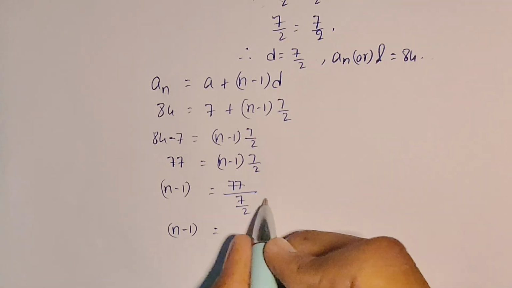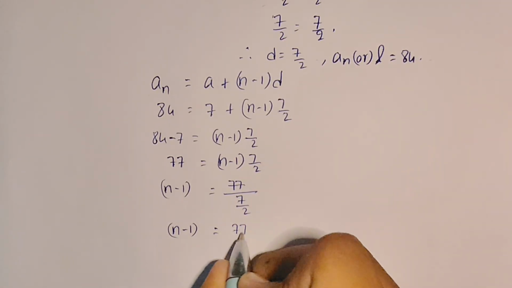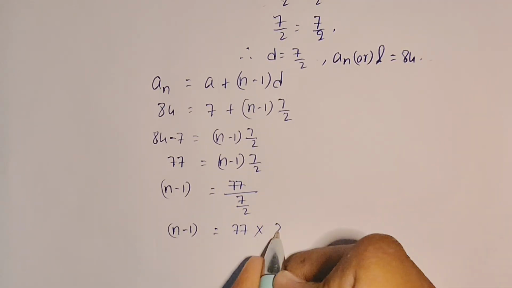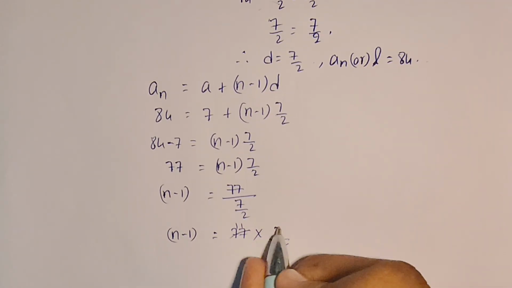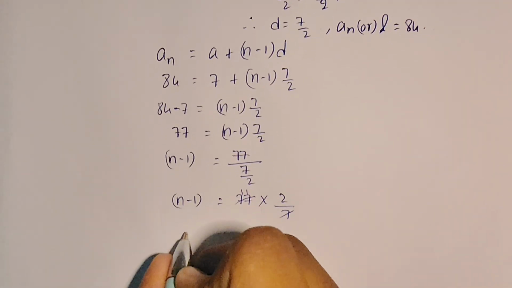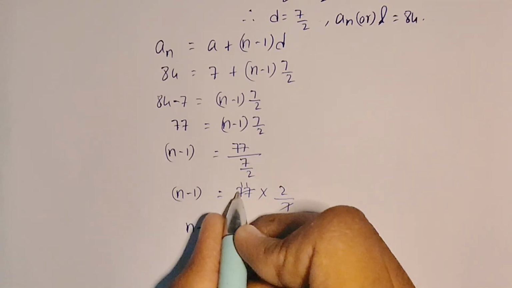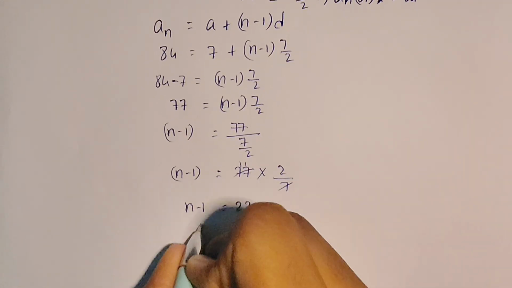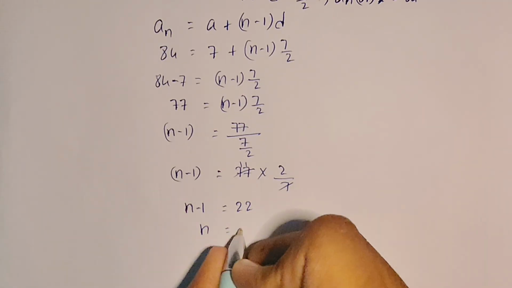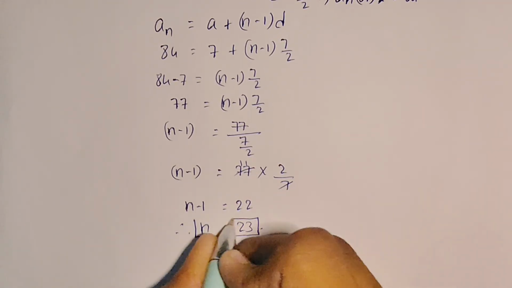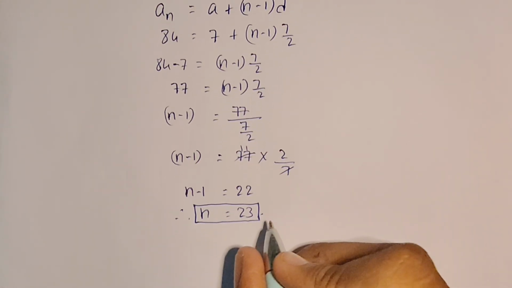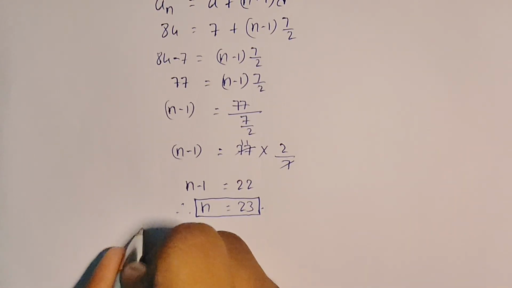If we turn the division into multiplication, it becomes 2 by 7. So 7 11s are 77. So 11 2s are 22. So n minus 1 is equal to 22. It becomes n is equal to 22 plus 1, 23. Therefore we got the value of n is equal to 23. Now we can find the value of S base n.